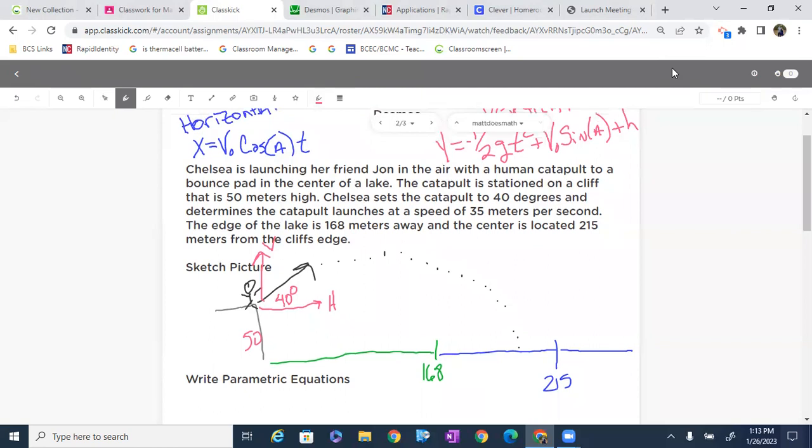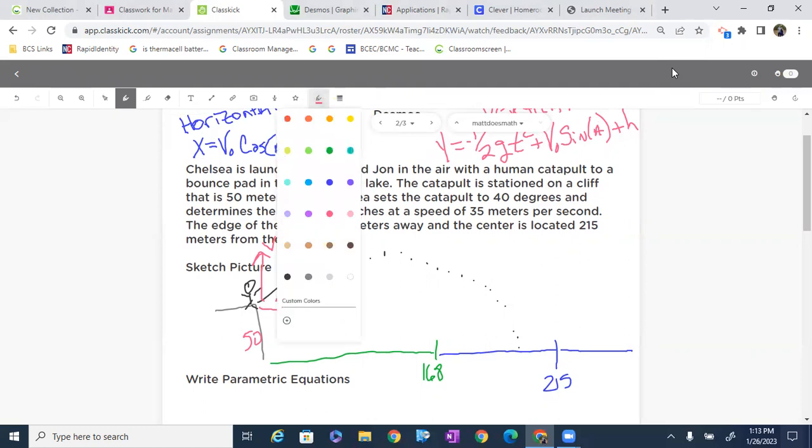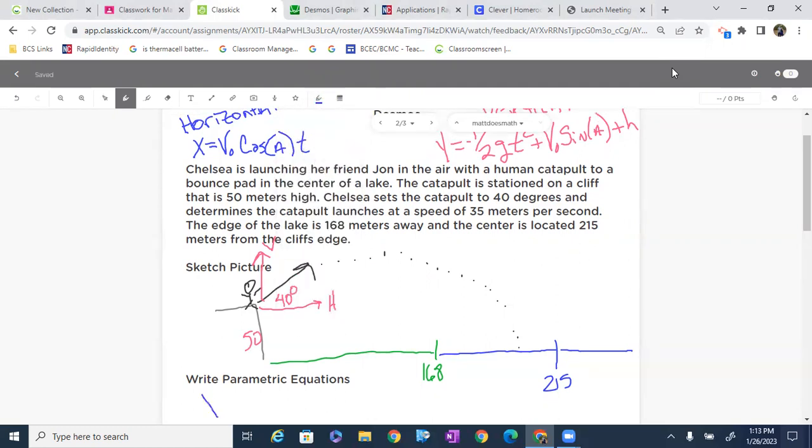I've written the setup for equations up at the top. So the horizontal component is going to be straightforward. We just read it the way it is. The horizontal component will be X equals V0, which is our initial velocity, and our initial velocity is 35 meters per second. So I'm going to write 35 cosine of the angle, and our angle is 40 degrees. And then we're going to put T, which is going to be our variable, which is time. So now the distance away, which is X, our horizontal component, is going to be modeled by that equation. So now let's go ahead and write our vertical component, which is going to be Y.